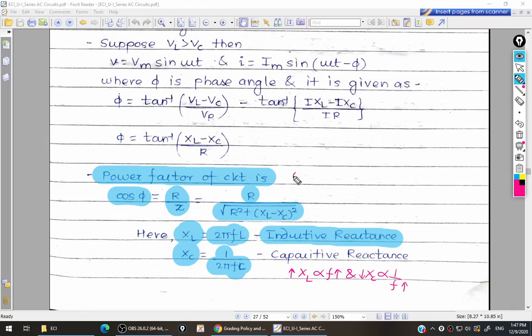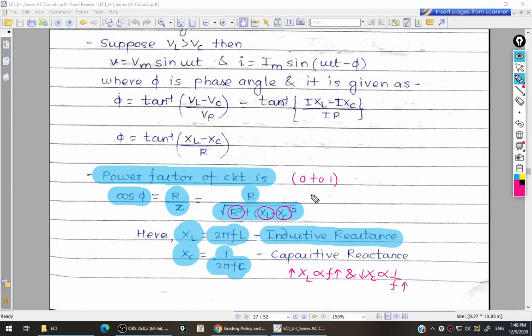And again, one thing you have to remember, power factor will always vary between 0 and 1. So the maximum value is 1 and the minimum value is 0. And this value will be decided by what? It will be decided by the values of resistor, inductive reactance and capacitive reactance. If any one of them is changing, your power factor is definitely going to change.